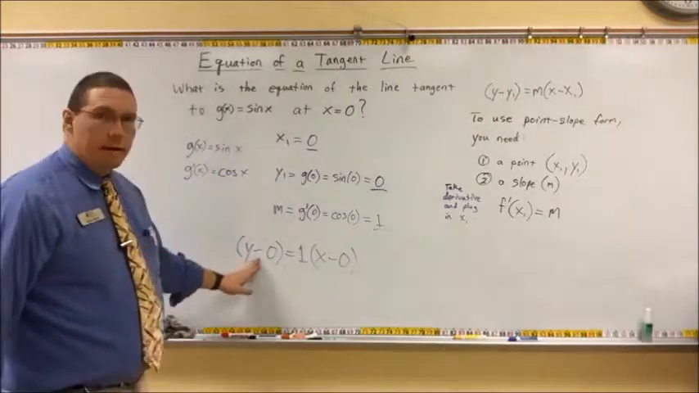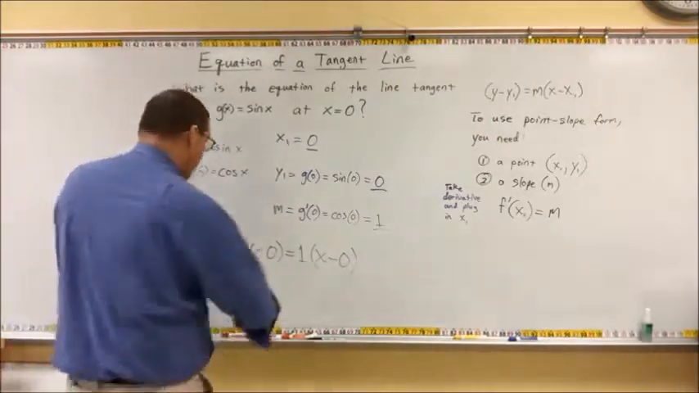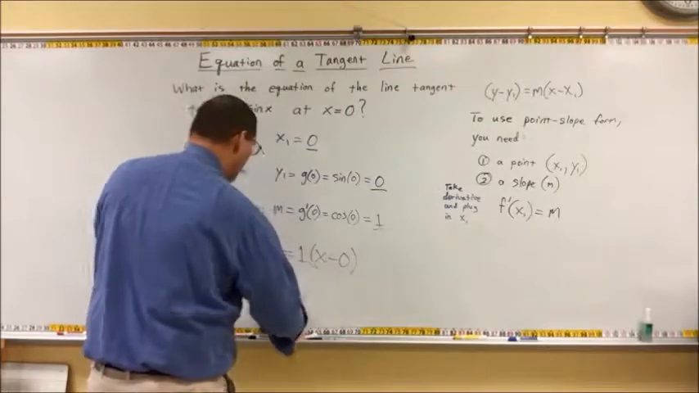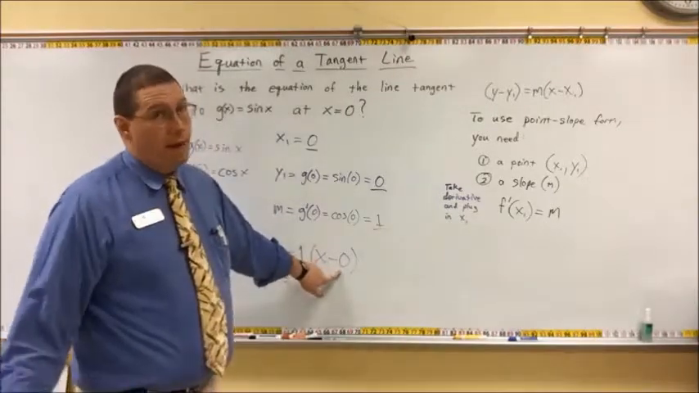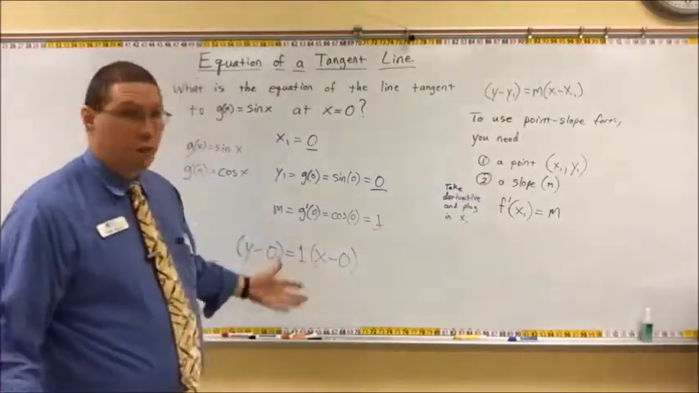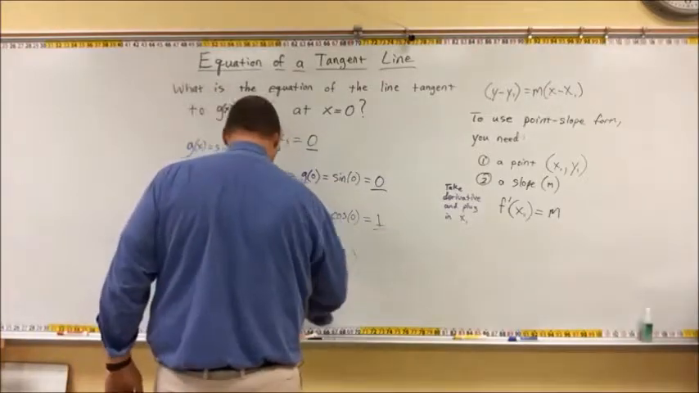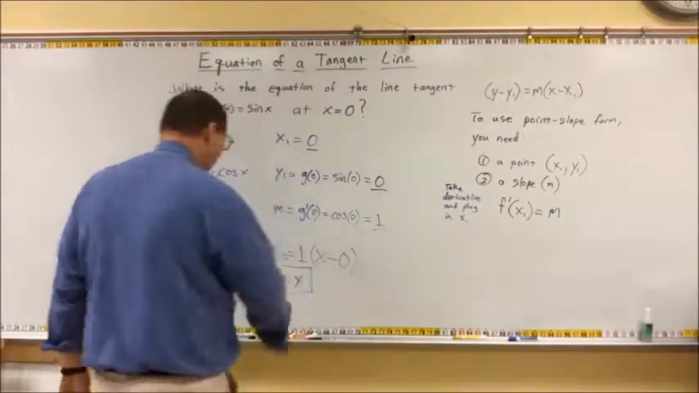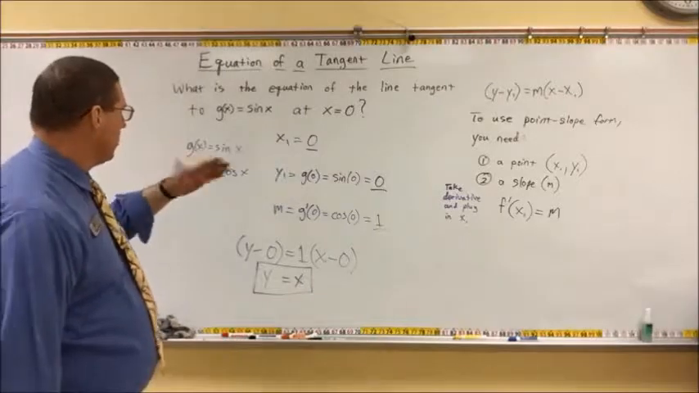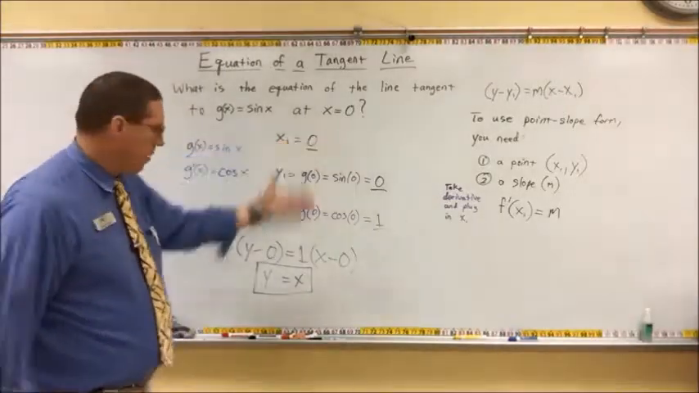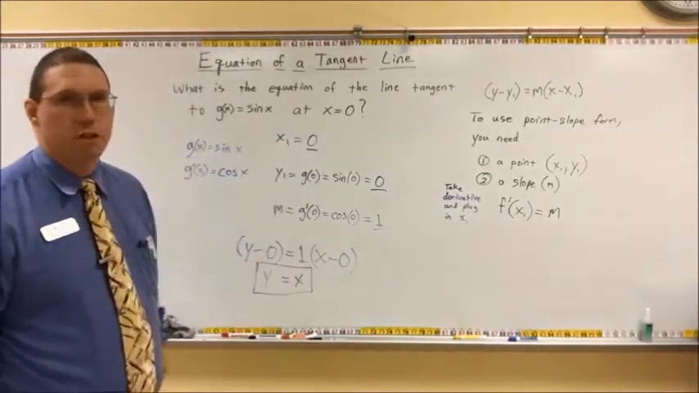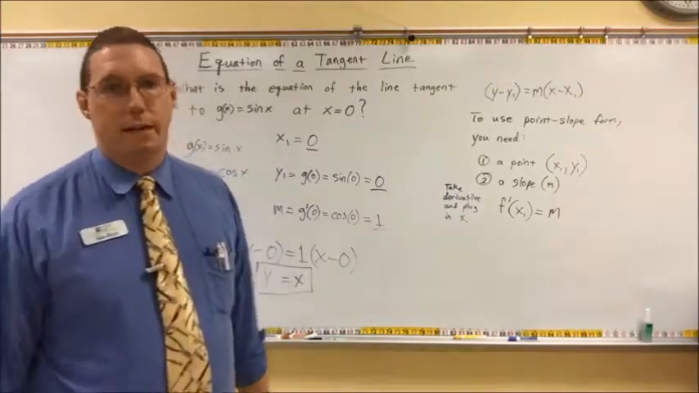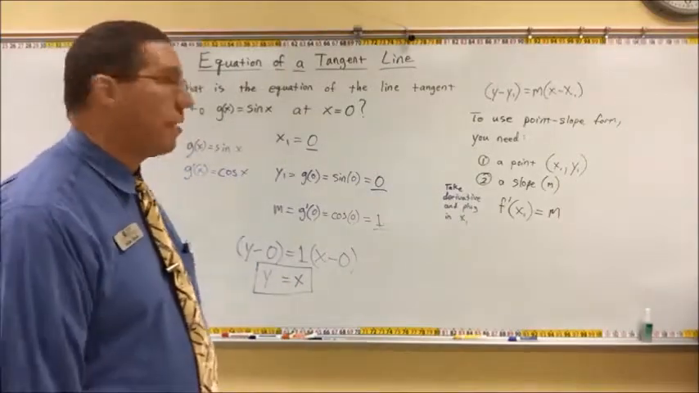Now, what is y minus 0? That's just y, right? And what's x minus 0? Well, that's x, and x times 1 is just x. So interestingly, the equation of the line that is tangent to sine of x at x equals 0 is actually the function y equals x, which is the identity function. Okay? So that was kind of an easy one.